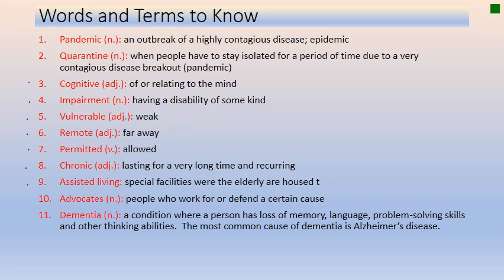Assisted living, also called the nursing homes, special facilities where the elderly are housed to be given the proper care, of course. Advocates are people who work for a certain issue and defend it. Dementia is a condition where a person has loss of memory, language, problem solving, and other thinking abilities. The most common cause of dementia is Alzheimer's disease, where the brain cells and nerves start to die out quickly.